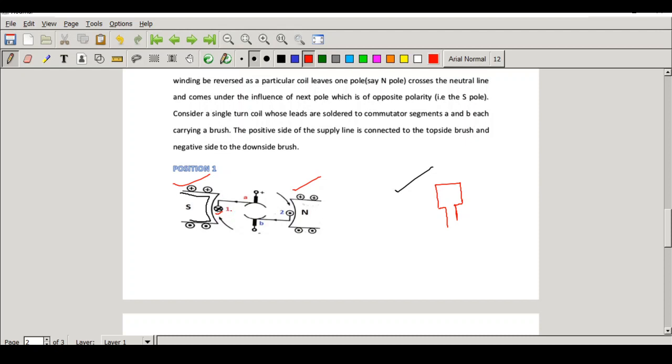Now this first conductor, I have shown it in red color, and this is connected to this commutator segment A, and it is connected to this brush. Okay, and here you can see a positive. That means you are giving an electrical input from here.